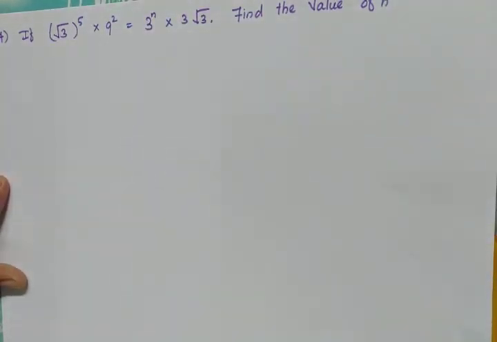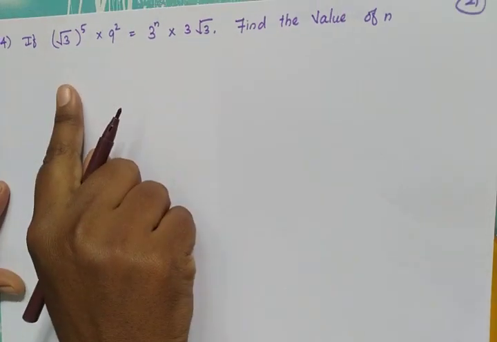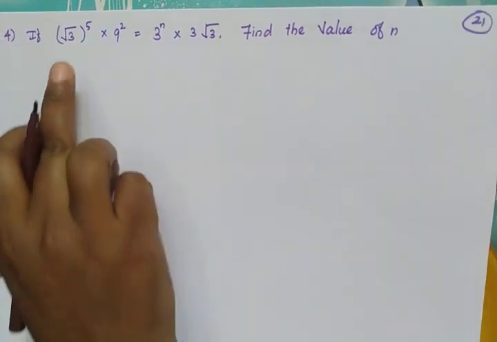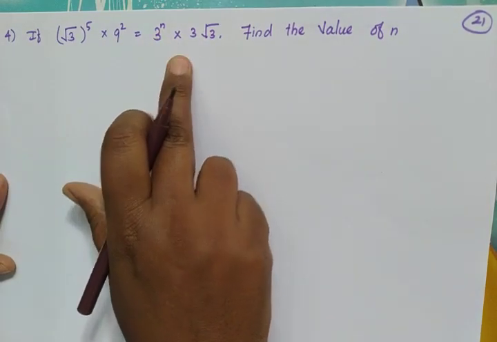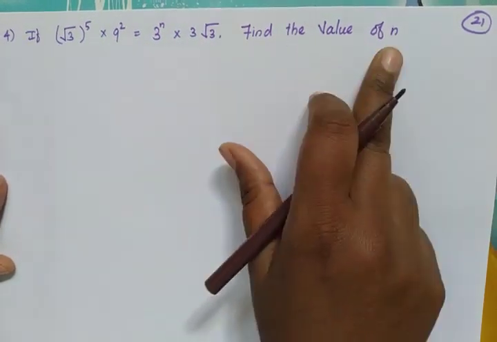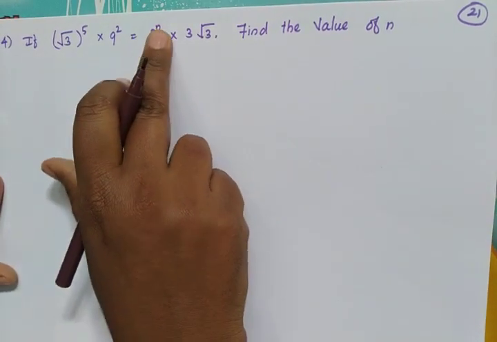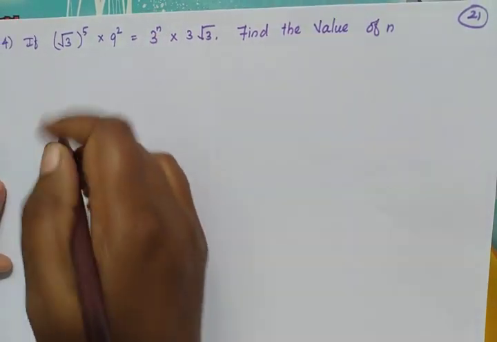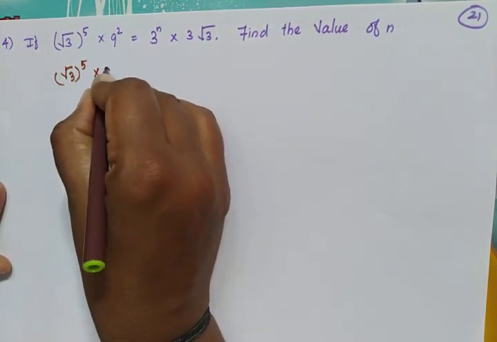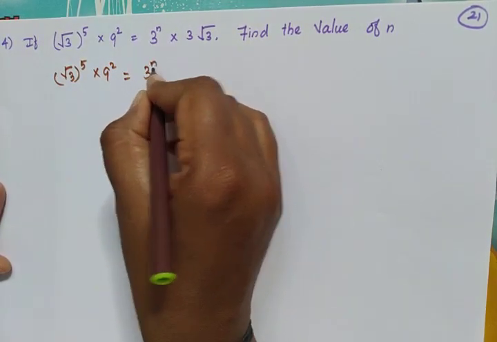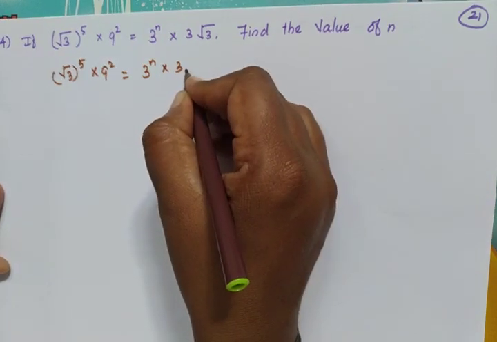So, if root 3 the whole power 5 into 9 square is equal to 3 power n into 3 root 3, find the value of n. So what we have to do is find the value of n. Now the question is: square root of 3 given, into 9 square, is equal to 3 power n into 3 root 3.